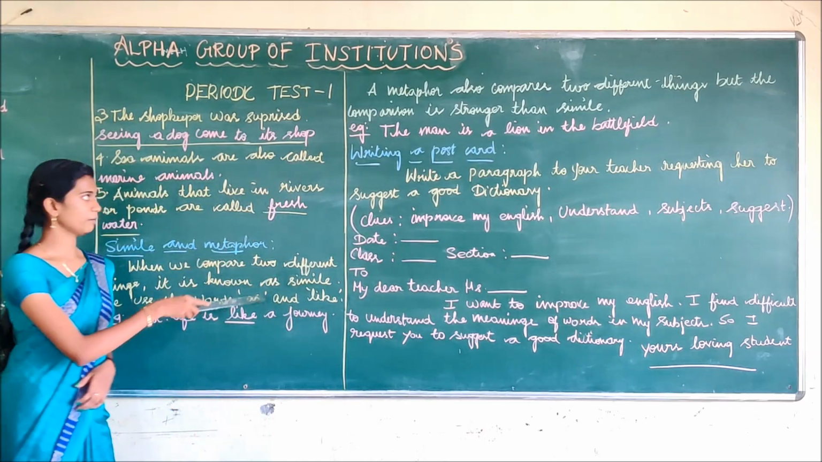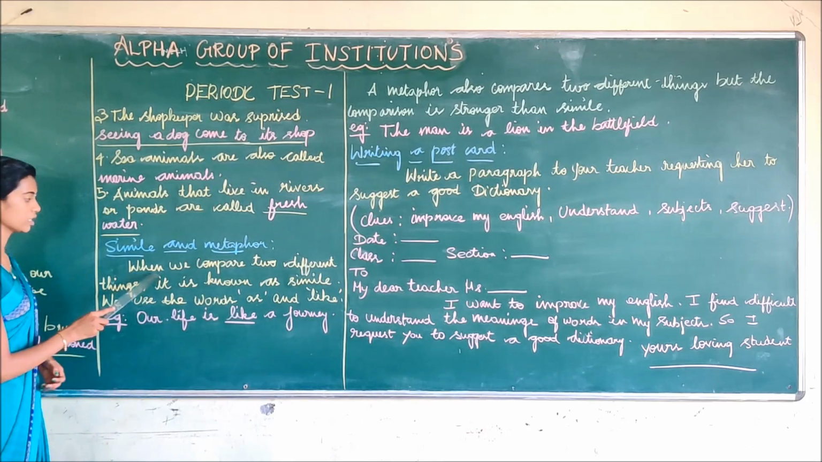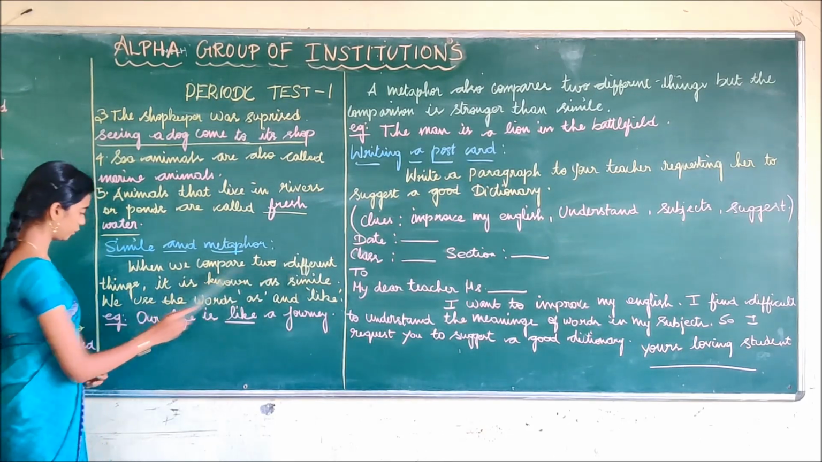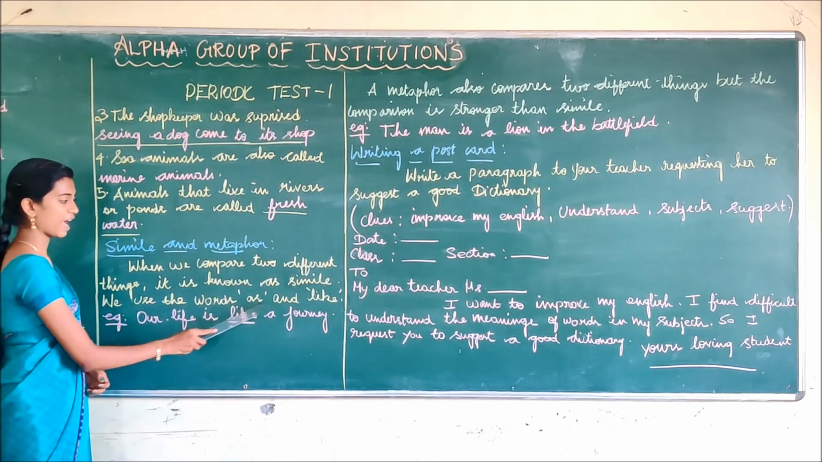So simile and metaphor. Have you understood what is simile and metaphor? Shall we read this? When we compare two different things, it is known as simile. We use the words as and like.